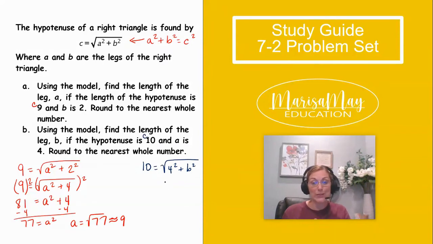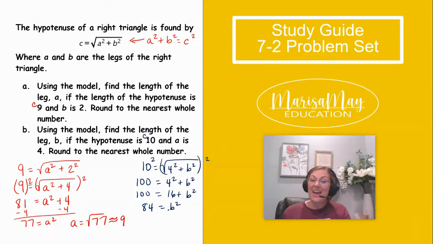Remember, first goal is to get rid of that square root. We square both sides to do that. So 10 squared is 100. Squaring the square root cancels it, gives me 4 squared plus B squared. Now 4 squared is 16. So now we'll just subtract 16 from both sides, and that gives me 84.